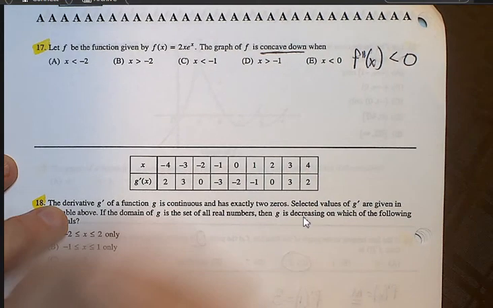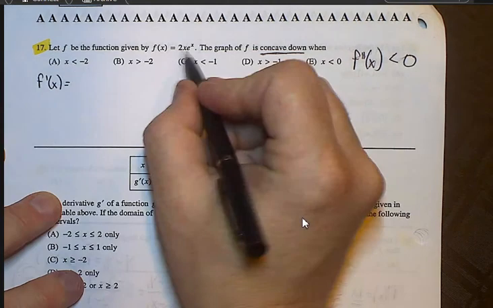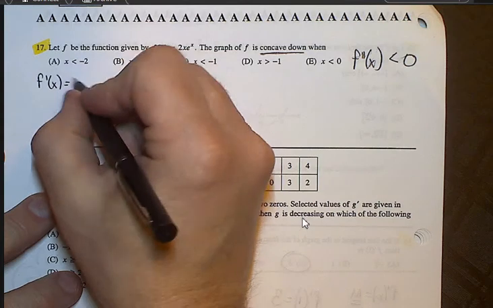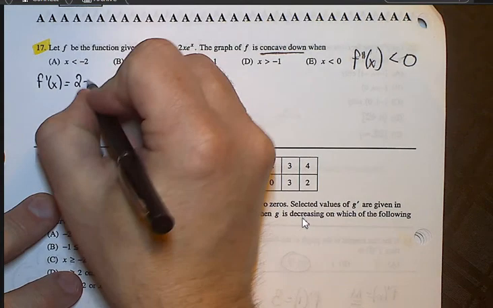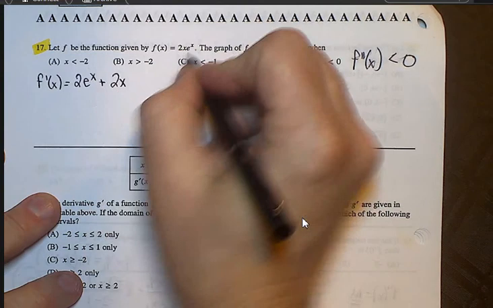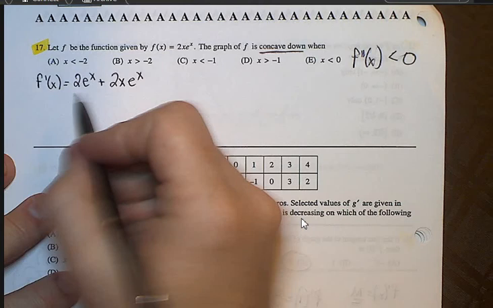So we start by finding the first derivative. We're going to have to apply the product rule. The first is 2x, so the derivative of that is 2, times the second, plus the first, which is 2x, times the derivative of the second, which is just e to the x. So that's the first derivative.